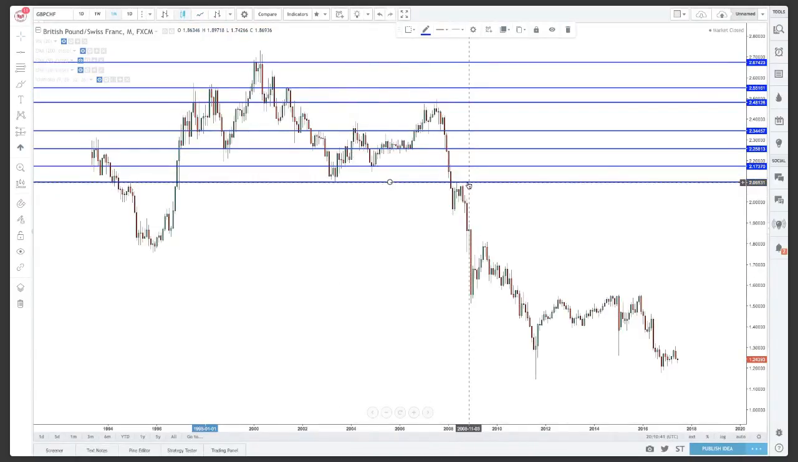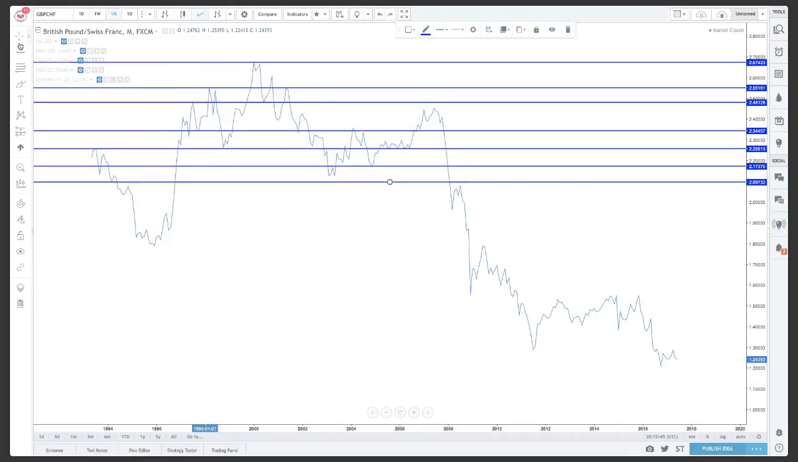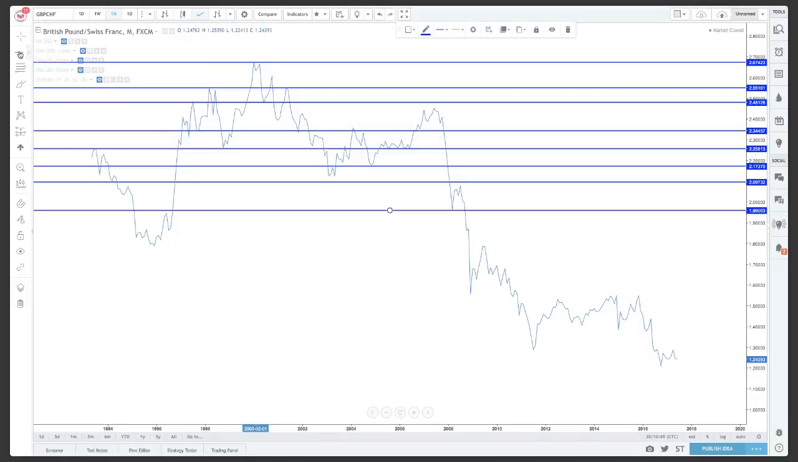Okay, yeah, that aligns nicely through there, the 2.097, and let's just continue through them. Let's continue in through the chart.